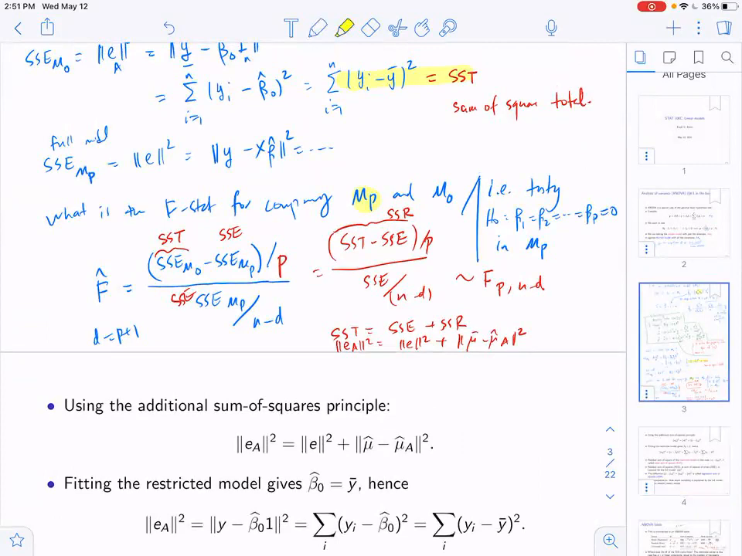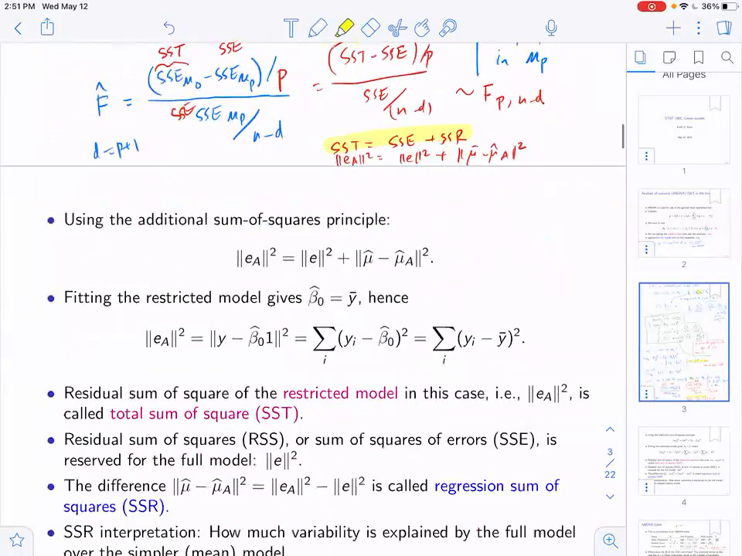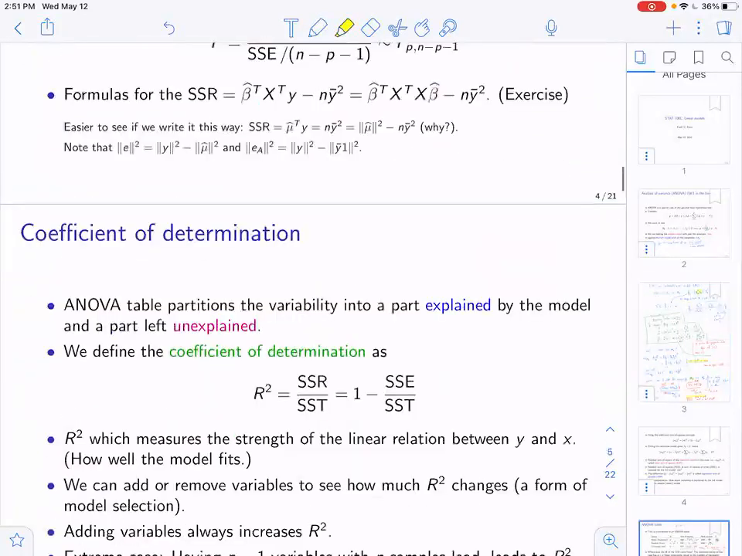From this relation, you can see that if I divide both sides by SST, then I would get 1 is equal to SSE divided by SST plus SSR divided by SST. The ratio of SSR divided by SST, which is 1 minus SSE divided by SST from that identity, is called R squared, or the coefficient of determination.